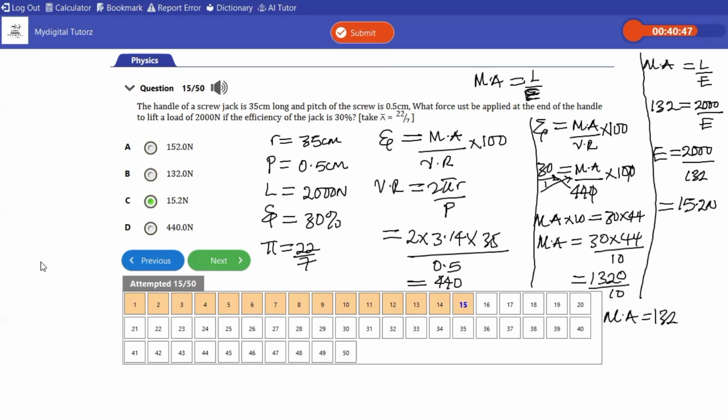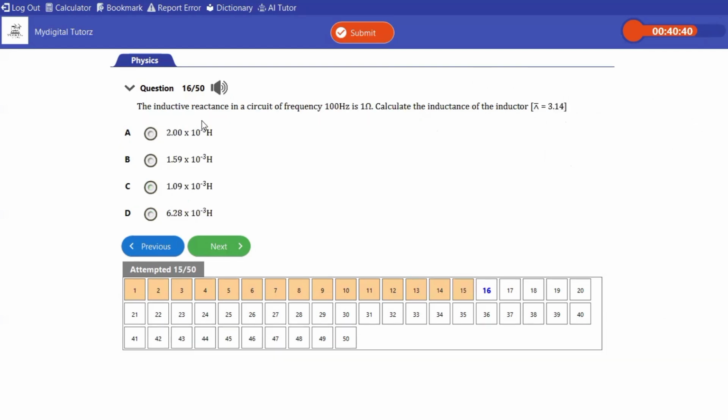So moving on, question 16. Question 16 says, the inductive reactance in a circuit of frequency 100 Hz is 1 ohm. The inductive reactance XL is given to be 1 ohm, and the frequency F is given to be 100 Hertz.